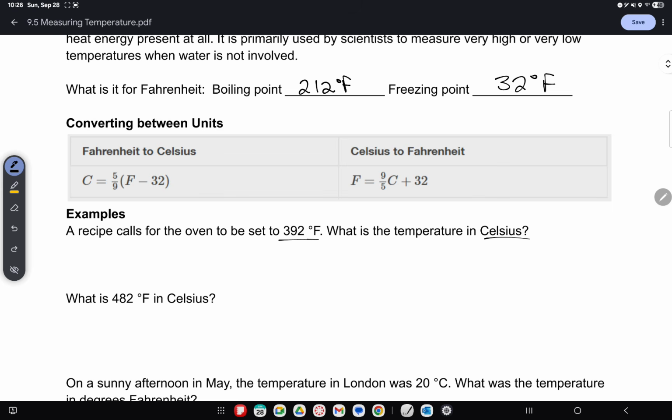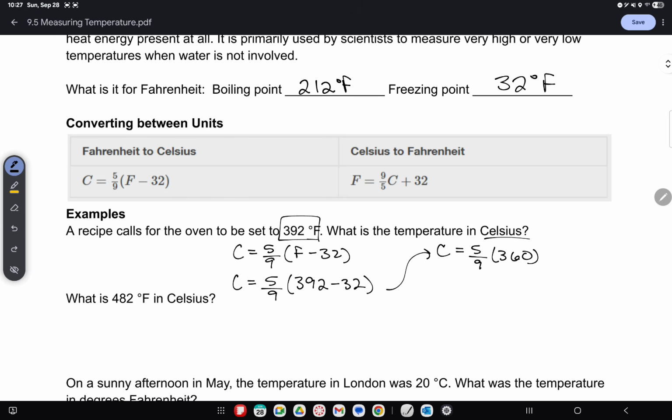So I'm going to use the formula and I'm just going to rewrite it. So Celsius is 5/9 times (Fahrenheit minus 32). So I'm going to substitute the 392 in for F. So C equals 5/9 times (392 minus 32). And then I'll do what's in parentheses first. So 392 minus 32 is 360. I'm going to write it up here. So C equals 5/9 times 360. And I'll times that by 5 and divide by 9 for that 5/9 part. So Celsius, this is 200 degrees Celsius.